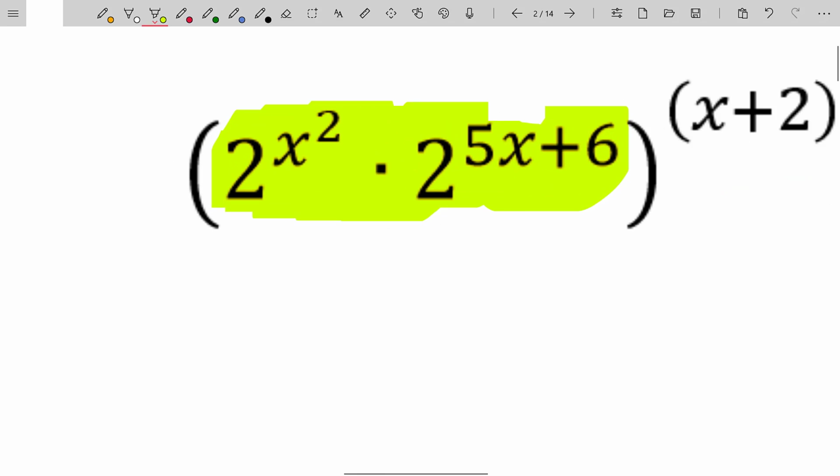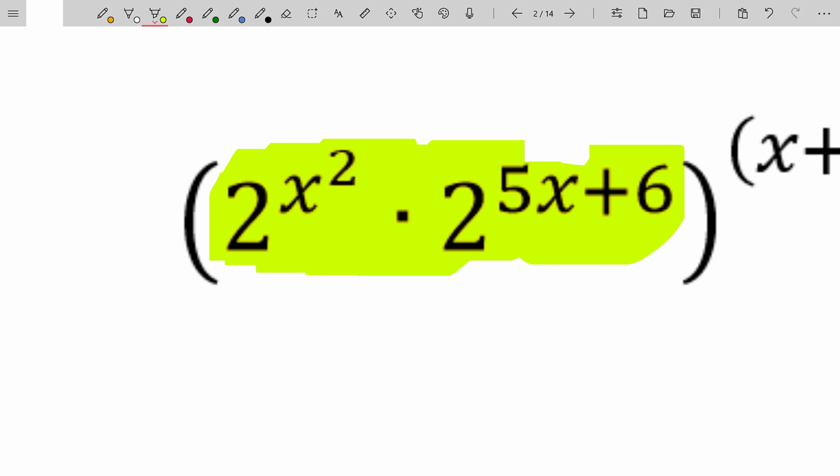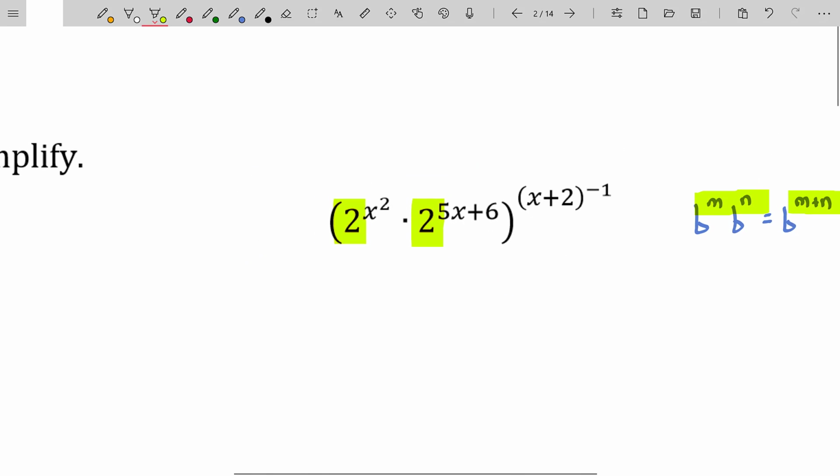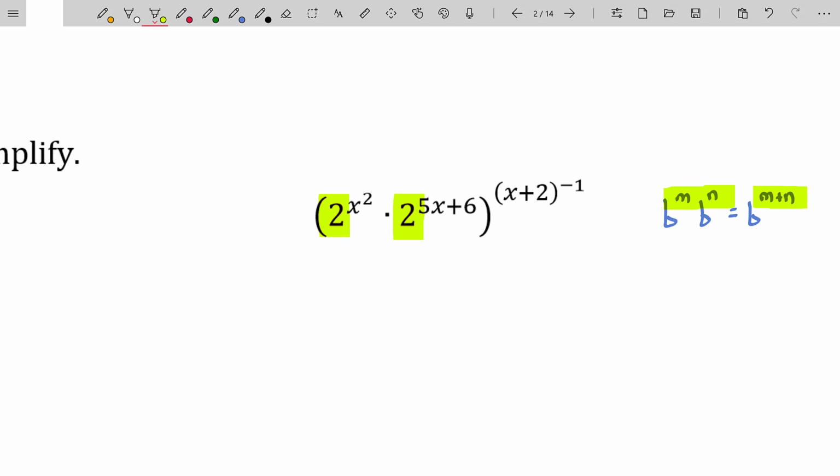So here we have two exponential expressions multiplying. They both have the same base. You can see it right here. This has a base of 2. That has a base of 2. So we could use that law of exponents off to the right to say that this expression is equal to 2 raised to, and we're going to add their exponents together, 2 raised to the x squared plus 5x plus 6. Very nice use of a law of exponents.